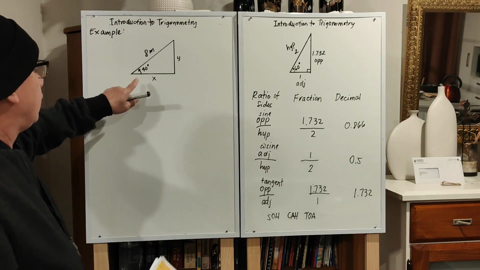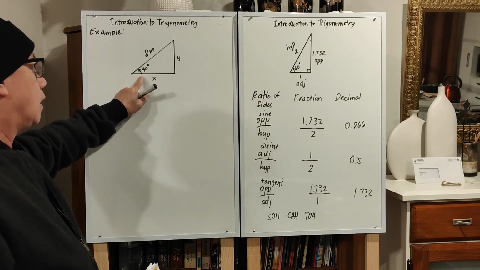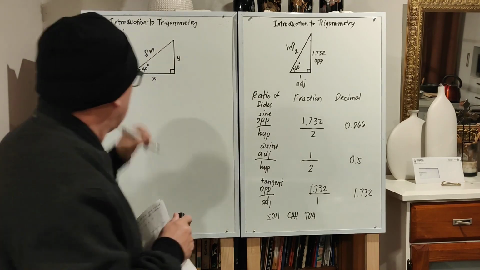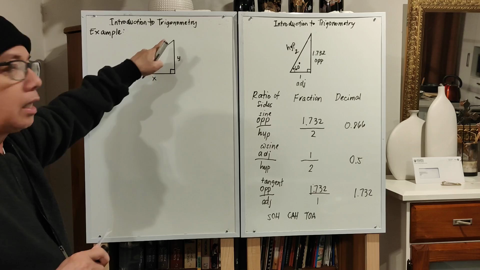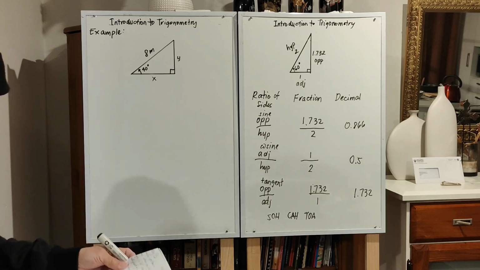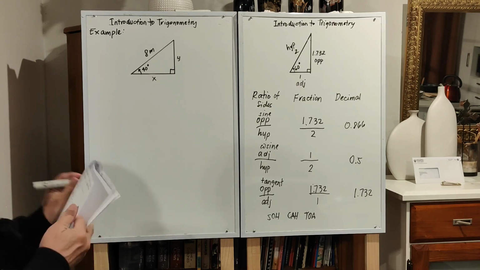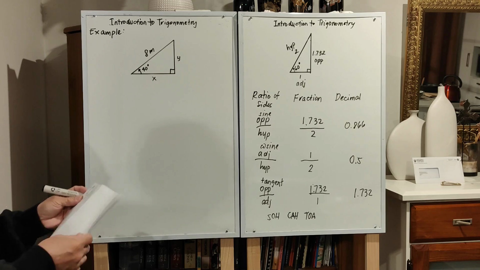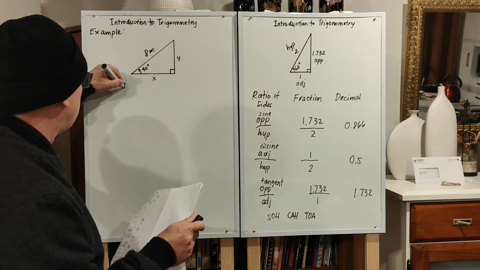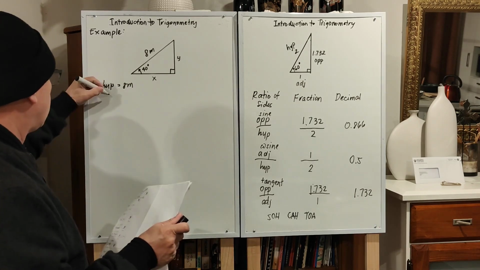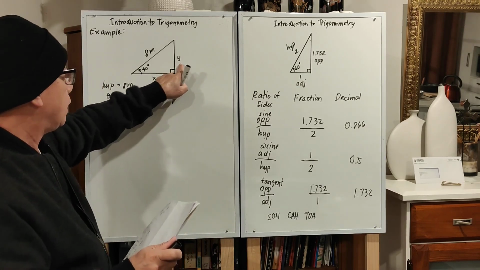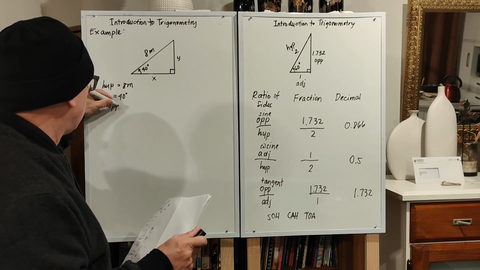Now let's have an example. We have a triangle with a 40-degree angle. This is a right triangle. We have 8 meters on the hypotenuse, we need to find x and y. So for finding x and y, what's given is the hypotenuse is 8 meters. Now the angle is 40 degrees. So we want to find the opposite.